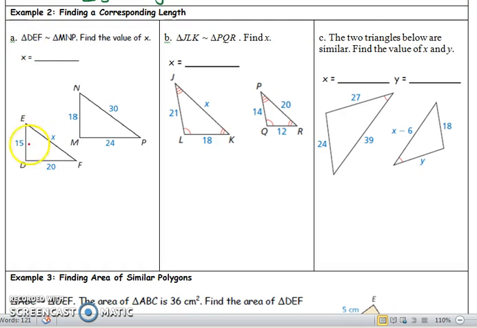Letter A says that we have triangle DEF similar to triangle MNP. All that means, when you see the similarity symbol, is these two triangles are scaled copies of one another. So they want us to find the value of X, and X is right here on triangle DEF. So all I have to do to find X is do exactly what we've been doing in the past. Set up a proportion. So I'm going to pick this side and this side because those two sides correspond in both triangles, and this side has the X in it, which is what I want to find out.